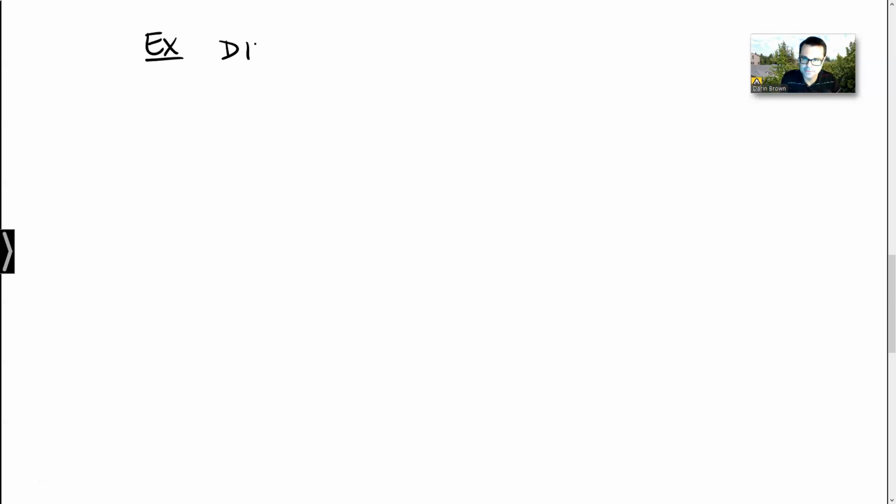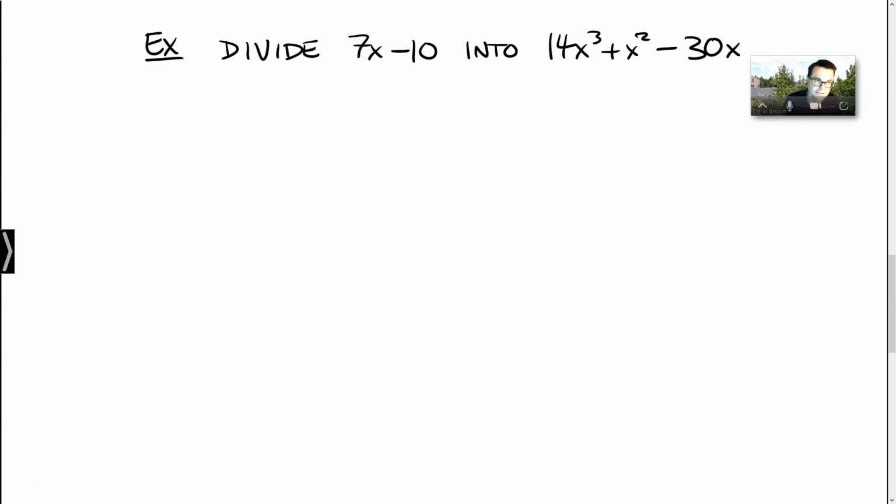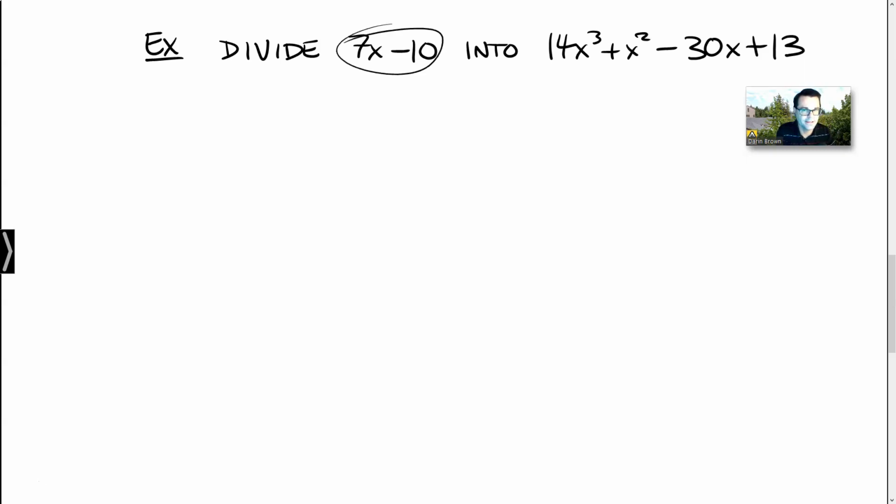Let's divide 7x minus 10 into 14x cubed plus x squared minus 30x plus 13. Okay. Now I could do this by long division. I'm going to do it by synthetic division. But notice, it's 7x. So what do I do here?